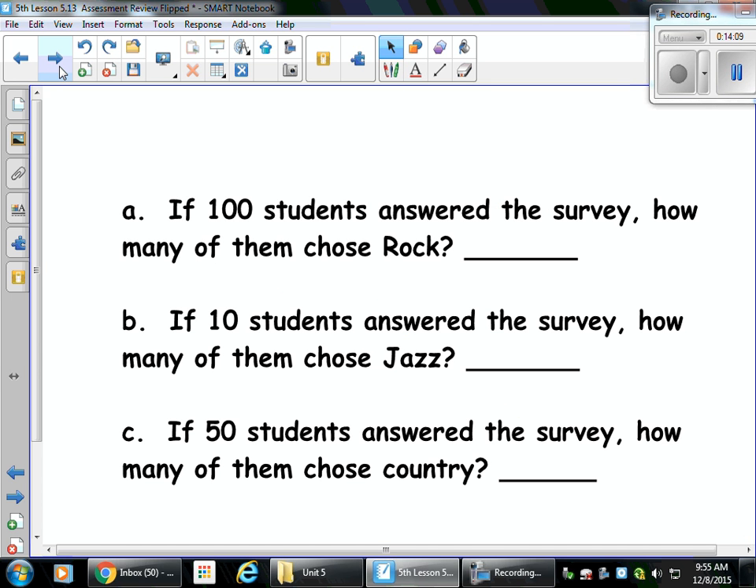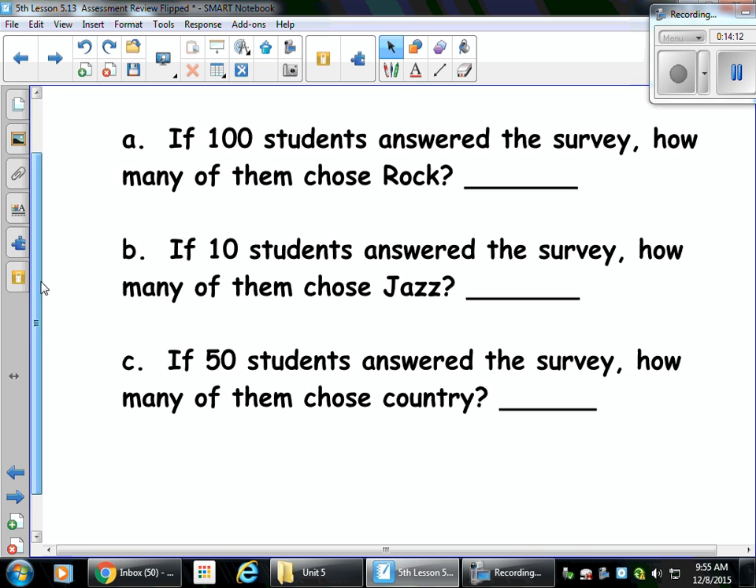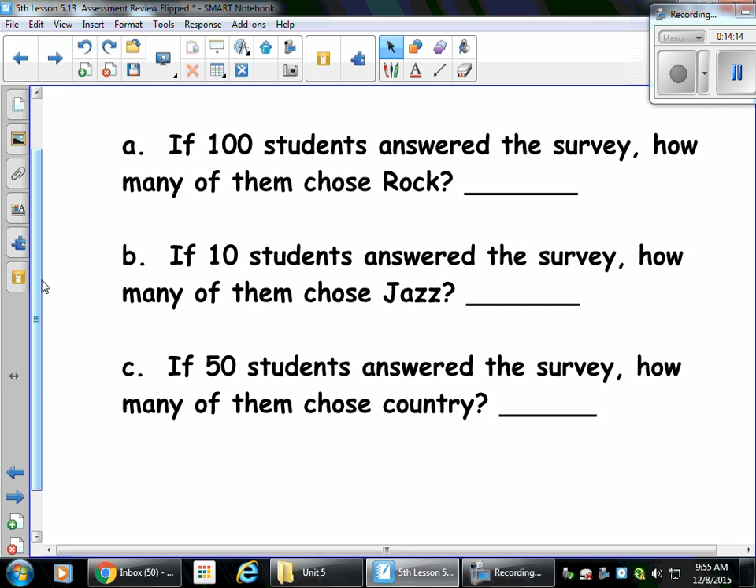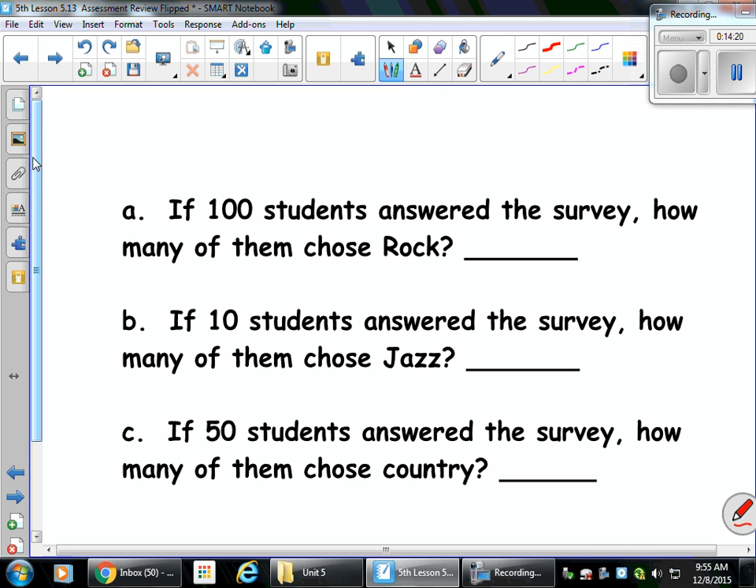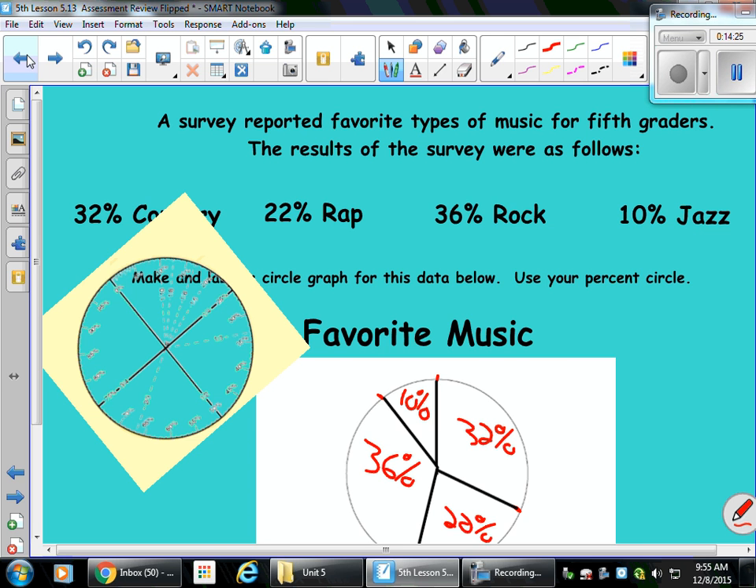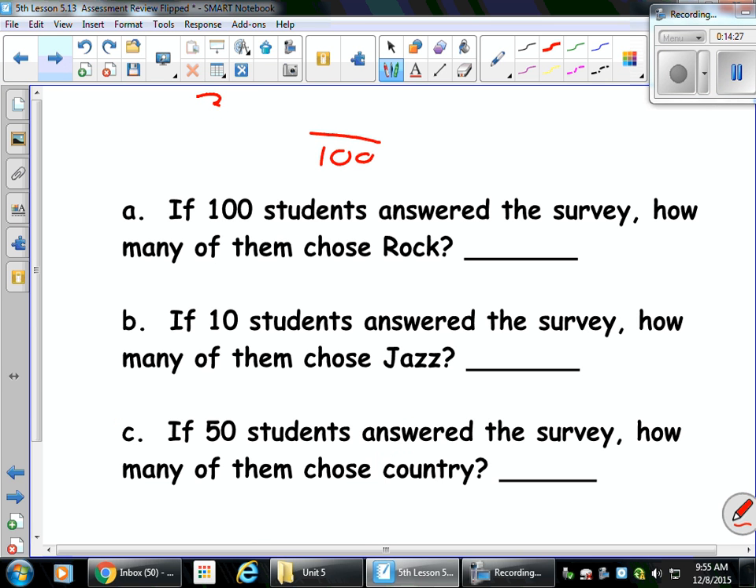I know it's getting a little long, but this is a review one, okay? If 100 students answered the survey, how many of them chose rock? So I know 100 will be my denominator, right? Rock is 36%. So we're going to go 36 over 100 equals, we have 100 people. So 100 times 1, 36 times 1 gives me 36. So how many people chose rock? 36 people chose rock.